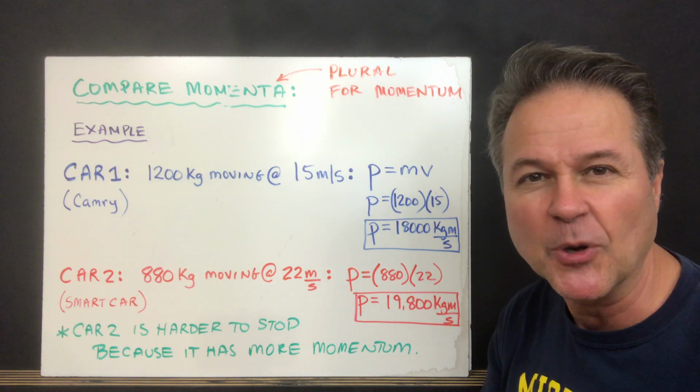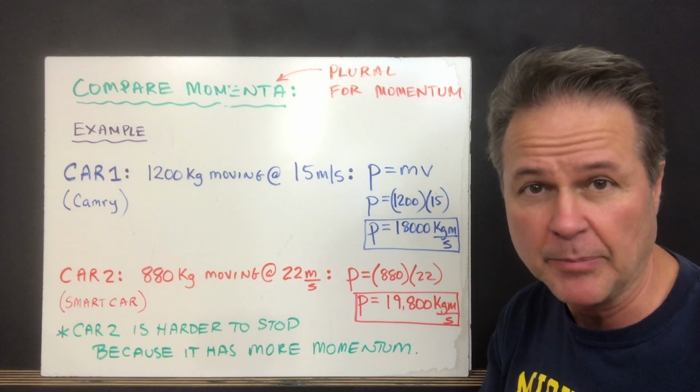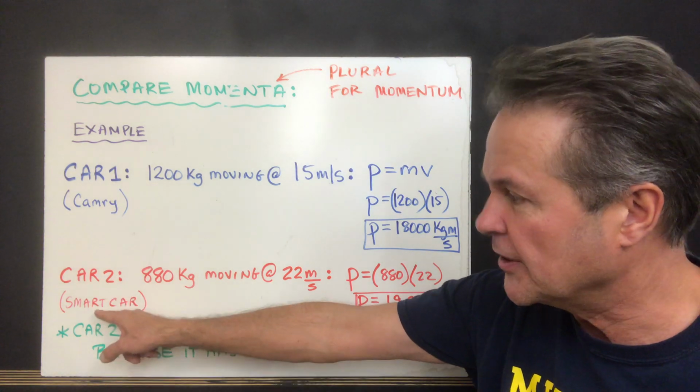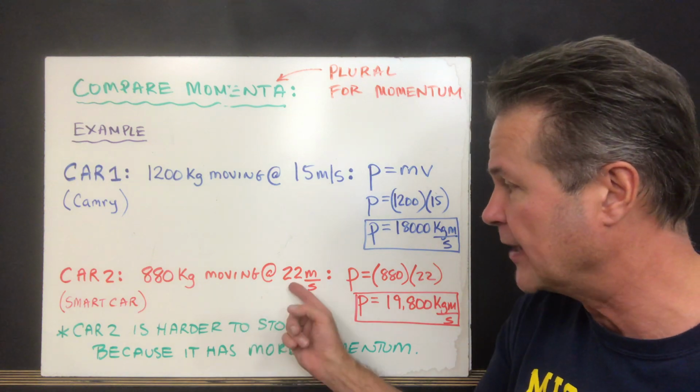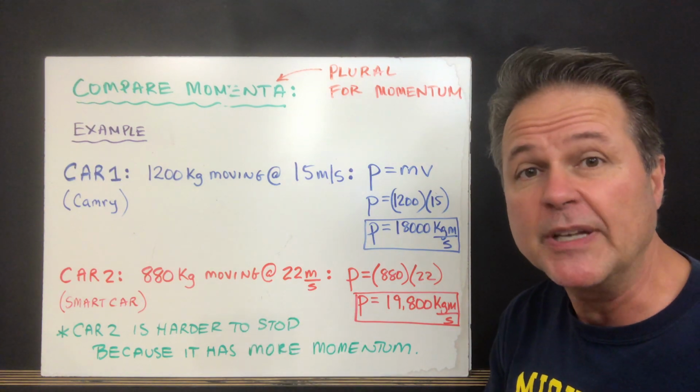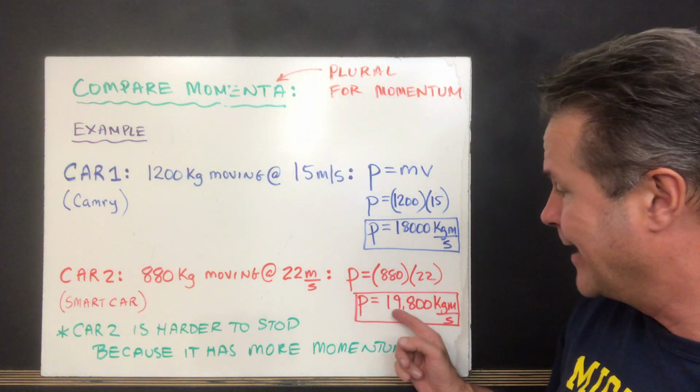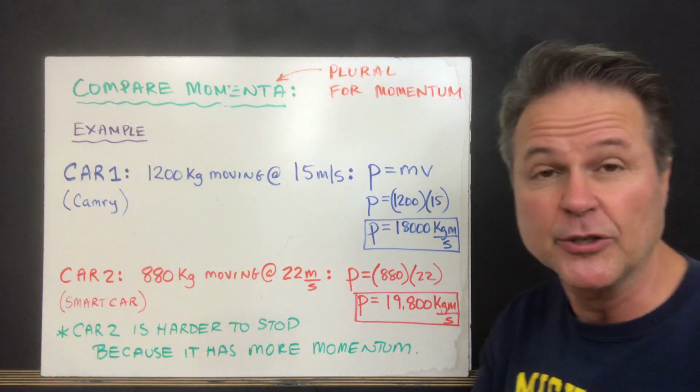You'll notice that momentum has very large numbers. Car 2, a smart car, has only 880 kilograms, but it's moving at 22 meters per second. So its momentum calculates to be 19,800 kilogram meters per second.